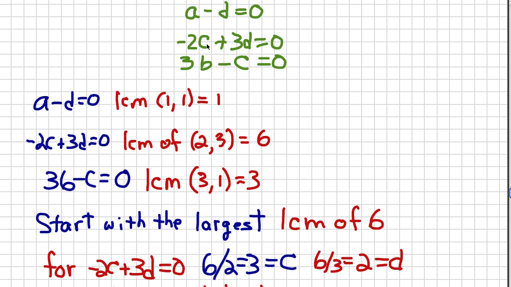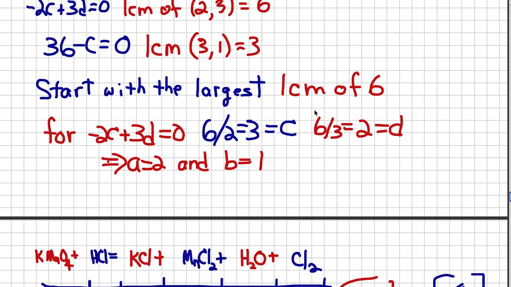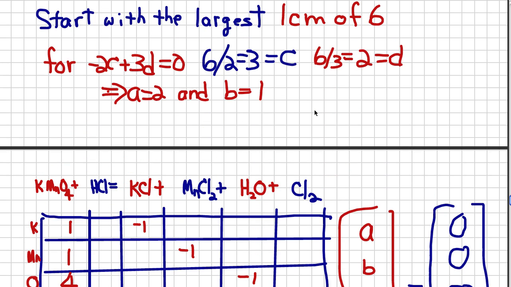to give me the value of C. So 6 divided by 2 is 3. And I divide by 3 to give me the value of D. That's 6 divided by 3, which gives me D is equal to 2. So that gives me the values for C and D. Then I can go back and plug them into these other 2 equations to solve for A and B. Okay, so that's how I do that. And until my next example, happy balancing.